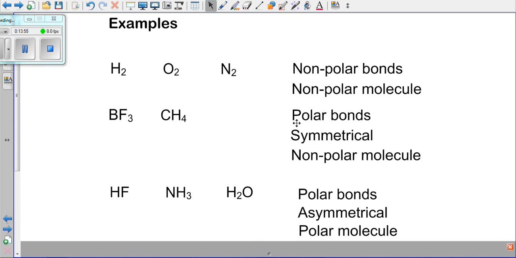But if they are polar bonds, then what we will have to see is whether the molecule is symmetrical or asymmetrical. If we have polar bonds and the molecule as a whole is symmetrical, like the case of BF3 and CH4, then although we have polar bonds, the molecule as a whole is non-polar. But if we have an asymmetrical structure and polar bonds, then the molecule as a whole will become a polar molecule. The examples that we have here are H2O, NH3, and HF.